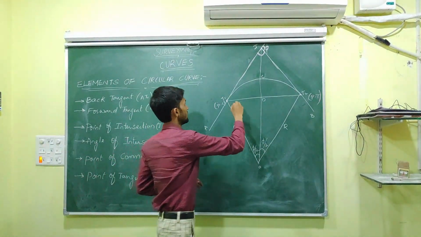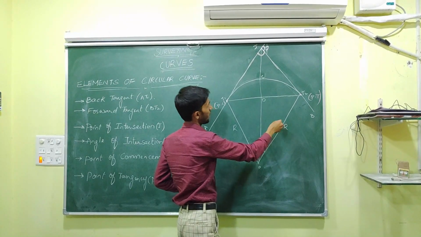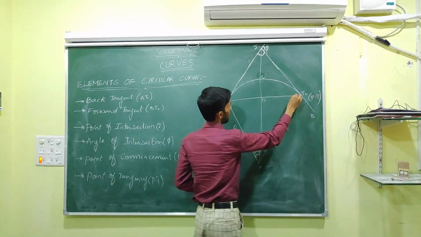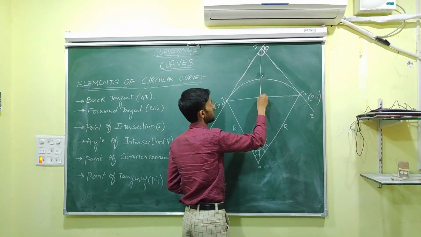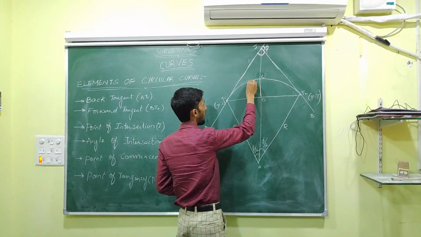These are the points. This is the curve. This is our radius r. Okay, this is the long chord. This is the mid ordinate. This is the length of the curve from T1 to T2.